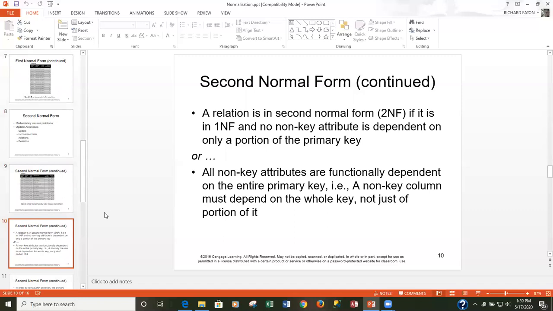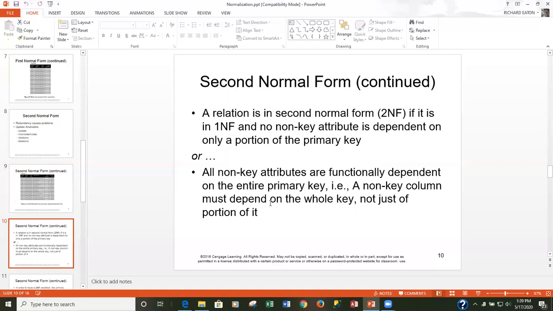A relation is in second normal form if it is already in first normal form and no non-key attribute is dependent on only a portion of the primary key. Another way of saying that is all non-key attributes are functionally dependent on the entire primary key. In other words, a non-key column must depend on the whole key, not just a portion of it.